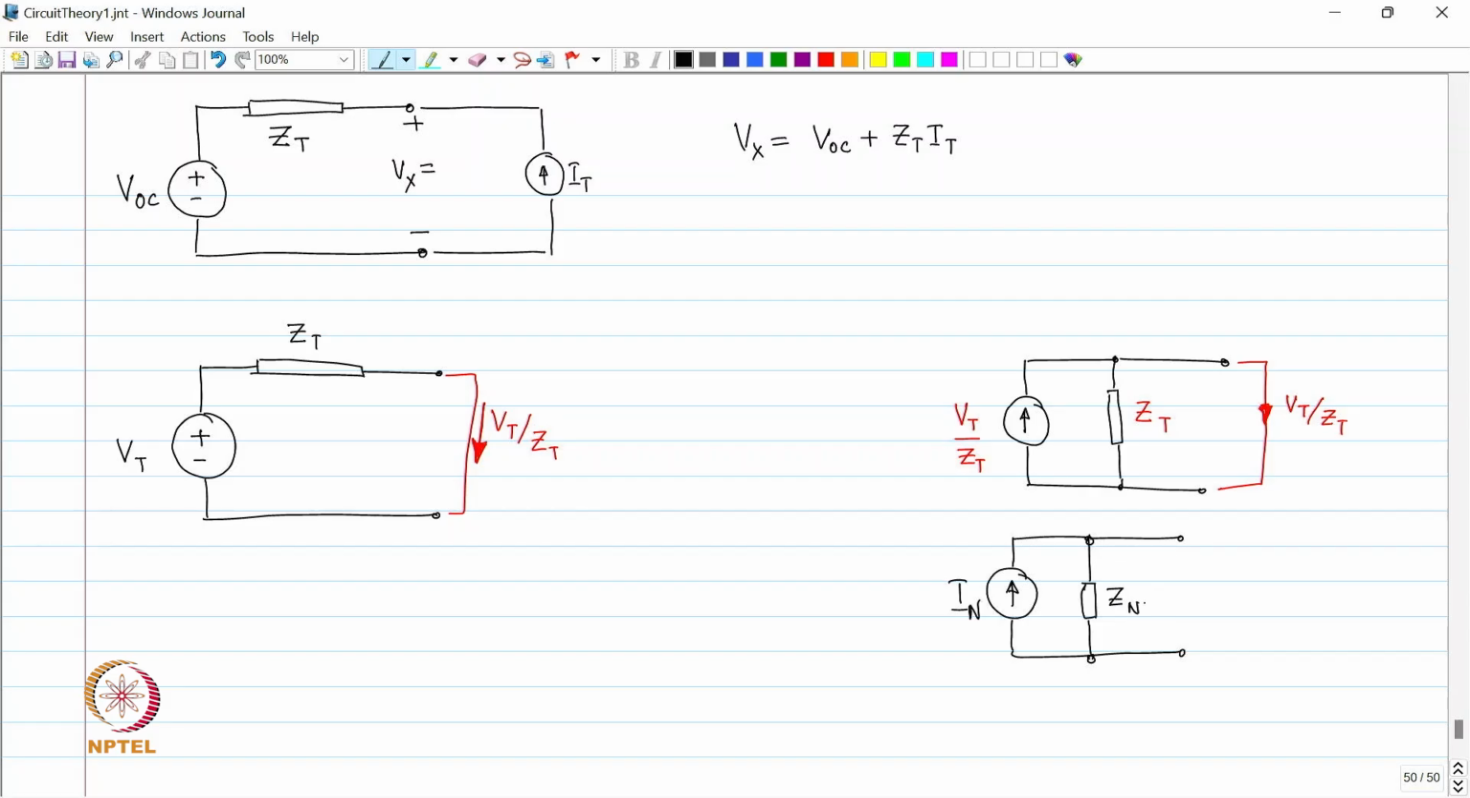This is the Norton model, and I could choose to apply Thevenin's theorem on this, measure the open circuit voltage. What is it? I_n times Z_n. So, I could say that the Thevenin model for this Norton source is I_n times Z_n in series with Z_n, which is the driving point impedance. Fine, Z_t and Z_n are the same.